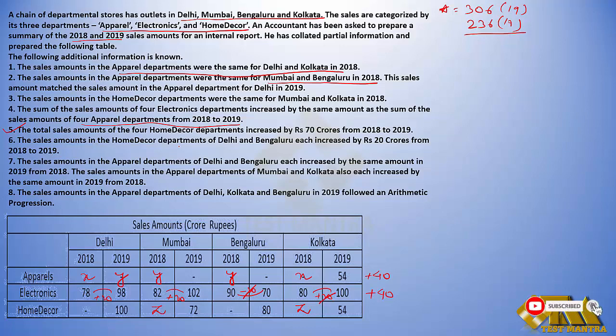Then the sale amount of the home decor department in Delhi and Bangalore each increased by 20 crores from 2018 to 19. So this figure is 100, so this figure is supposed to be 80. Same way this figure is 80, so this is supposed to be nothing but 60. Right. Now I can definitely find out the value of Z here. Because the overall summation of 80, 60 plus 2Z should be equal to 236, right? So I'll have to utilize this information.